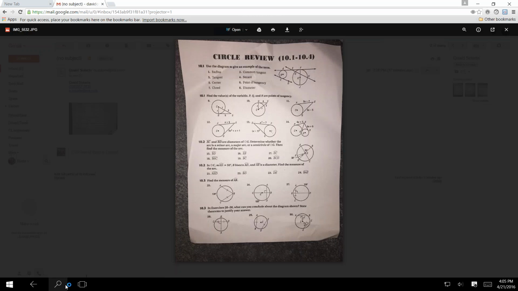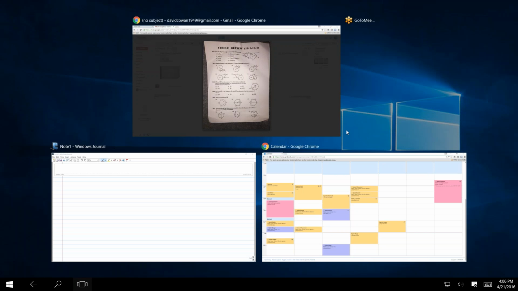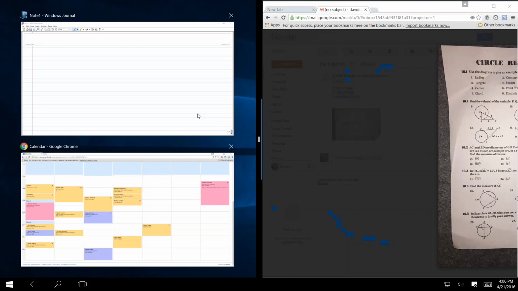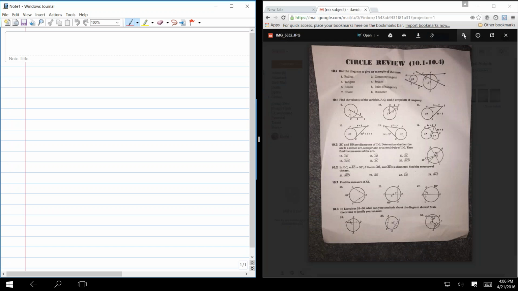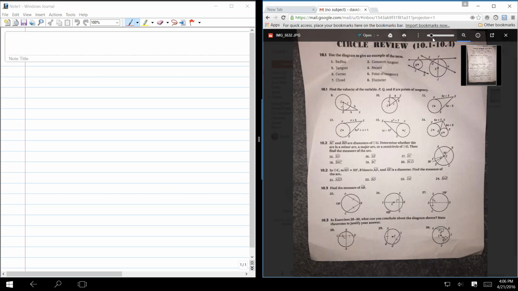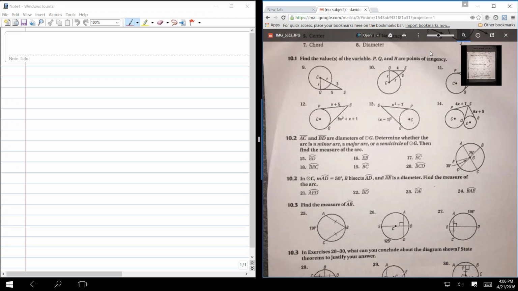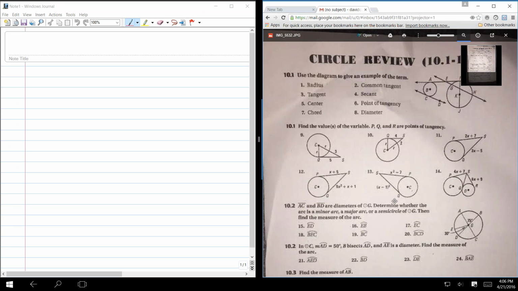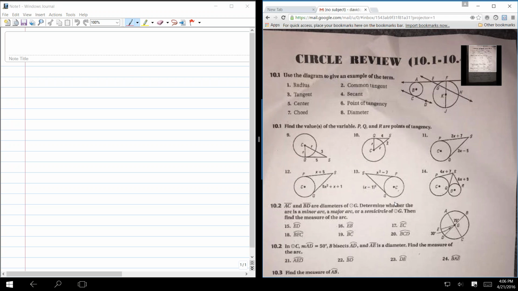This one? That looks right. Okay. Me. Should we start from the top? Sure. Tell me a radius line.